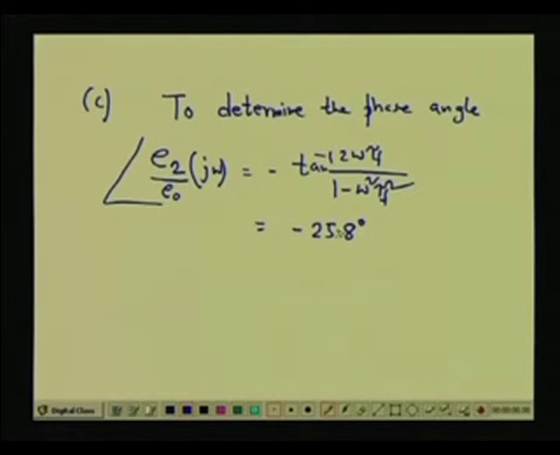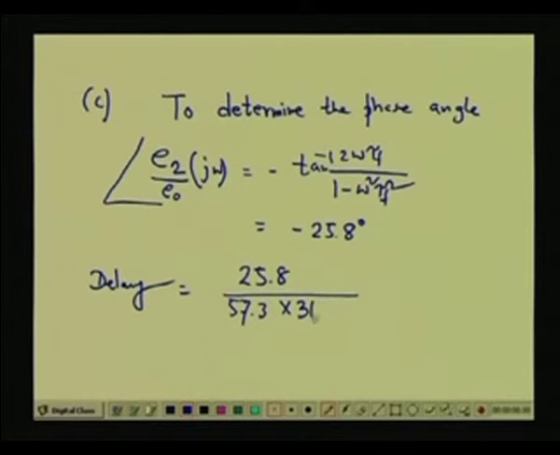25.8 degree, right. So, the phase angle will introduce a delay which can be computed as, so the delay it will produce will be given by 25.8 upon 57.3 into 3140, which is equal to 144 microsecond. Okay. These are all the solution to the problem number 21.1.